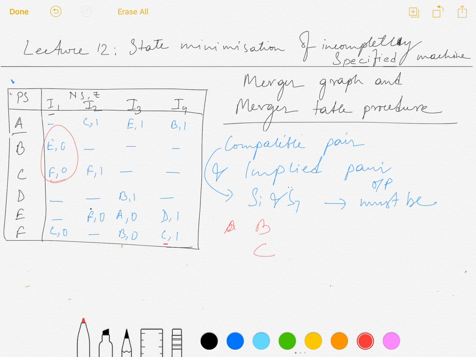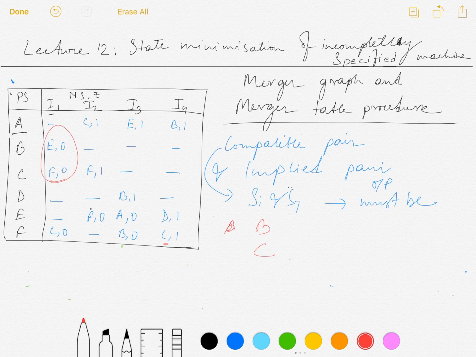In case of E and F, for I1, one output is not specified, we can consider it as 0. For I2, another output is not specified, so we can consider it as 0. For I3, both the outputs are the same. For I4, both the outputs are the same. So, we can say that EF, which is the implied pair, is also compatible. Now, for that compatible pair EF, do we have to check the implied pairs' compatibility?